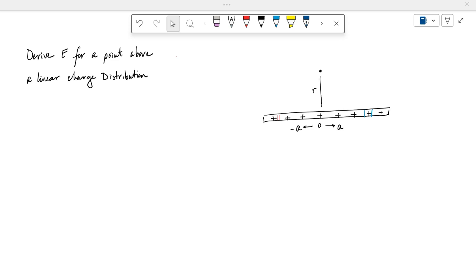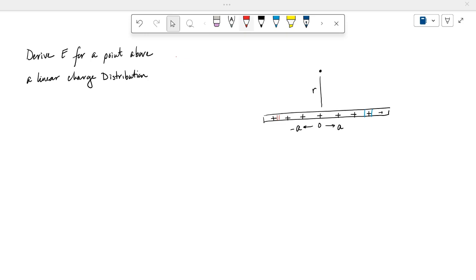We are going to derive the electric field for some point above a linear charge distribution. So here's my image. I've got a linear charge distribution, happens to be positive. I've got a dot, distance r away, and the dot is dead center, yay symmetry. And so we're going to go from negative a to a. So let's see, how do we derive this sucker?